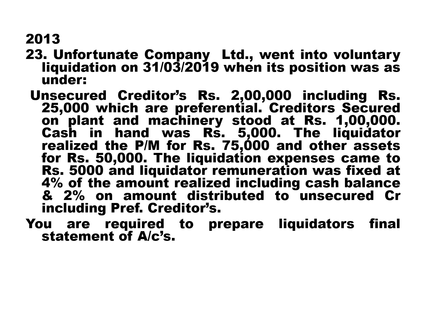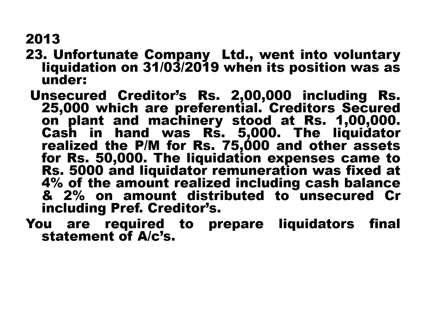Unsecured creditors are rupees 2 lakh including rupees 25,000 which are preferential. Out of 2 lakh, 25,000 is preferential creditors. Then the remaining 1,75,000 is unsecured creditors. So 1,75,000 is unsecured, 25,000 is preferential.